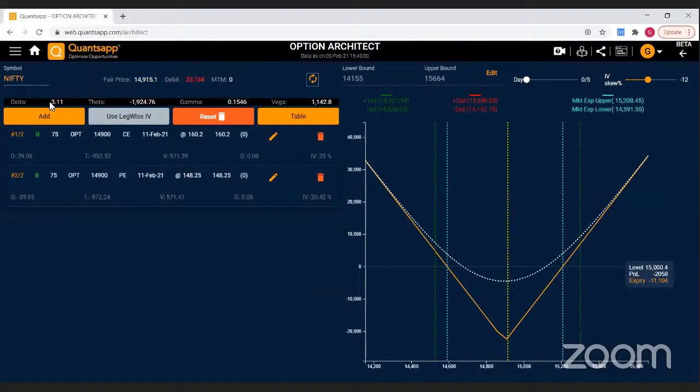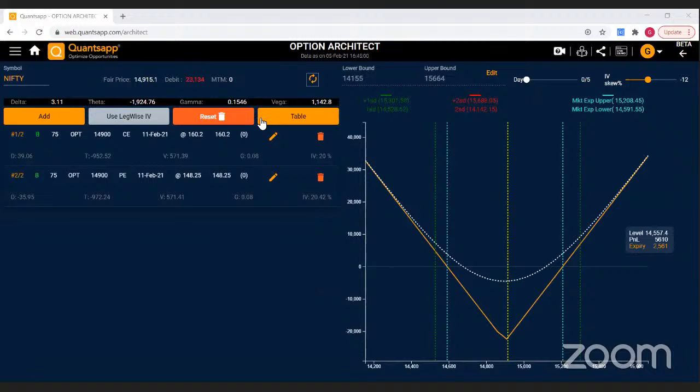You can see the delta value is only 3, but the theta is almost 1900. Why so? It tells me that if the underlying moves, I will earn this much. But it also tells me that, boss, this much money is going to go away in one day. So this is why it's very important to look at different aspects rather than just one aspect of the option.